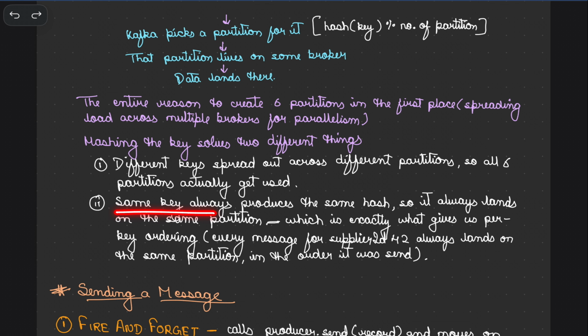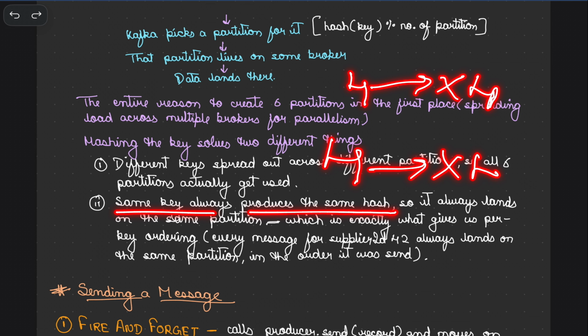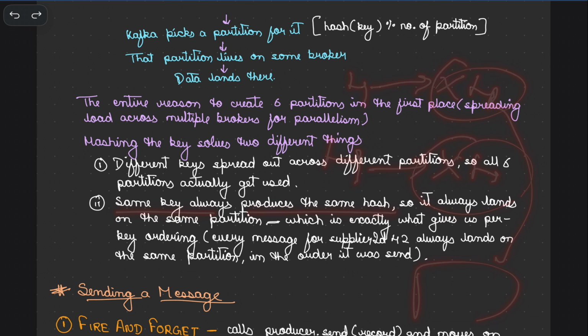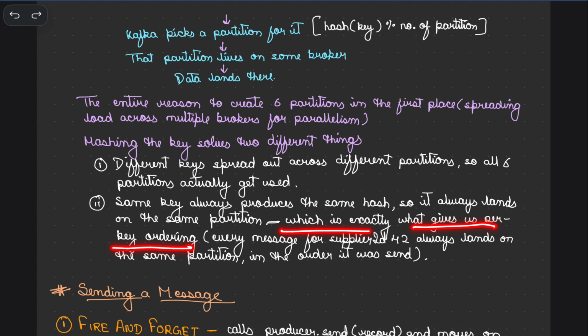Second, the same key always produces the same hash. Let's say there is 4. The hash of 4 will be x4, for example. So when the ID 4 comes in future, it will always give x4, and if it is x4, it will lie in the same partition. So it always lands on the same partition, which is exactly what gives you per-key ordering. Every message for supplier ID 42 always lands on the same partition in the order it was sent.